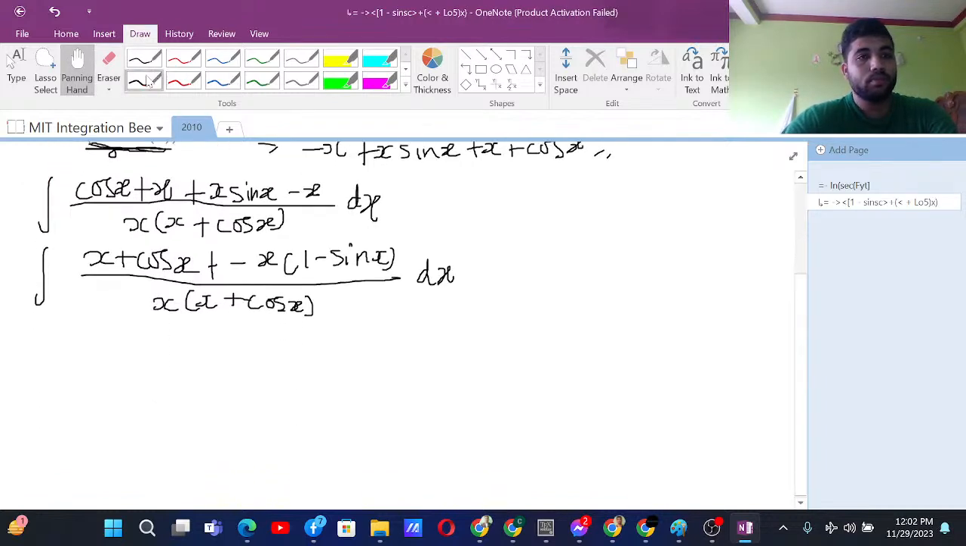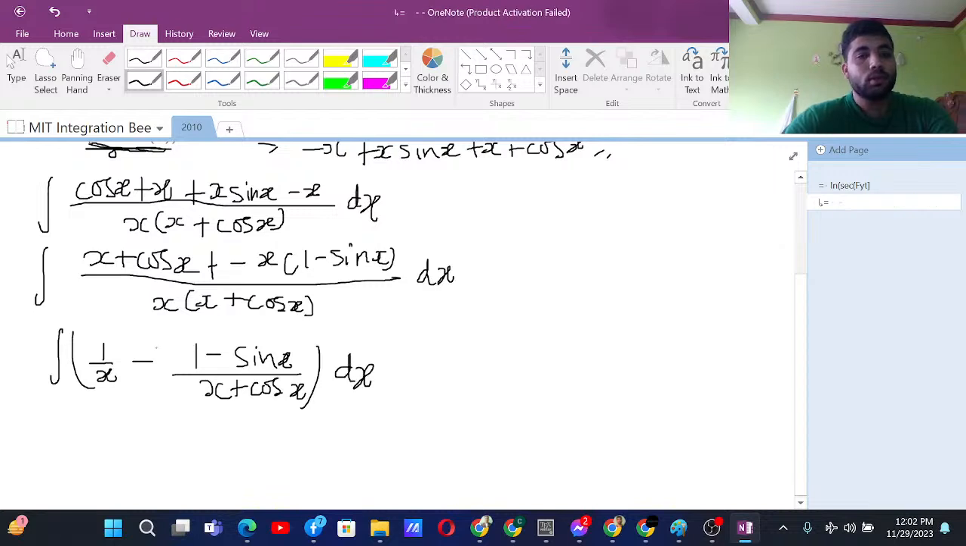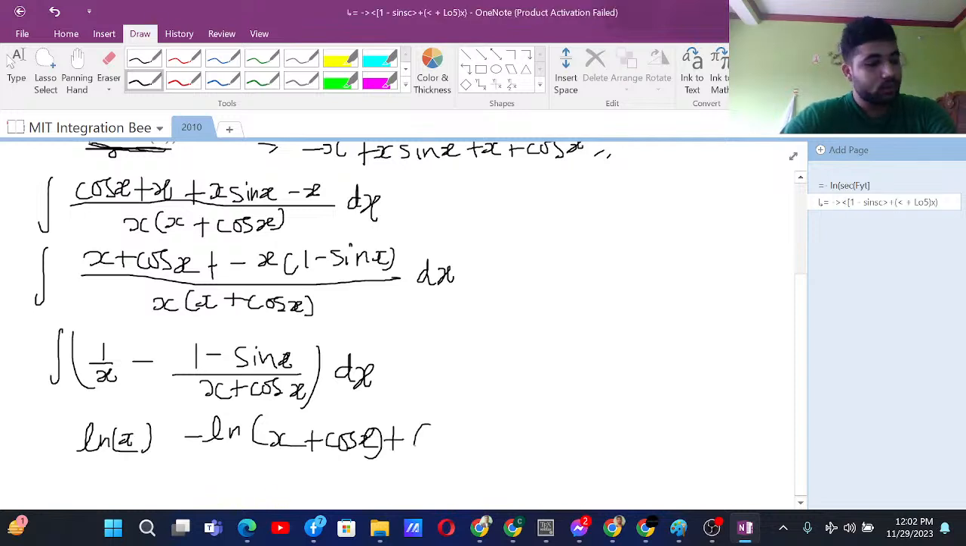Now we will have 1 by x minus 1 minus sin x by x plus cos x dx. And so this will be ln x minus ln of x plus cos x. So that's the solution, plus c. So that's the solution for this problem. And let's go to the next one now.